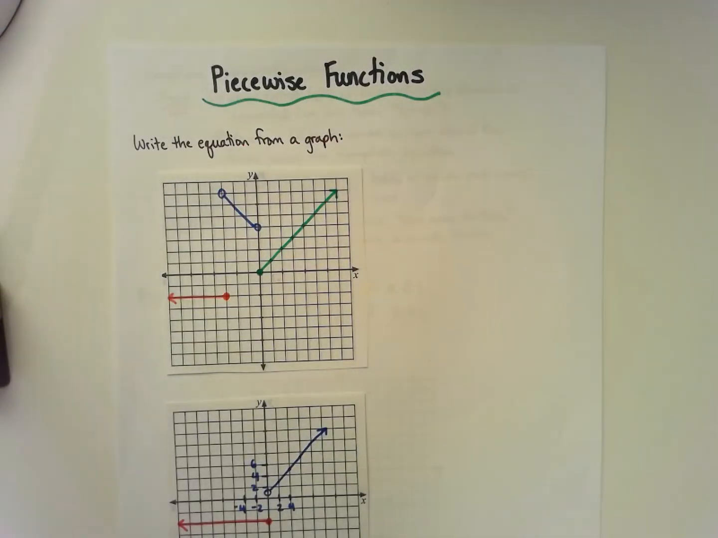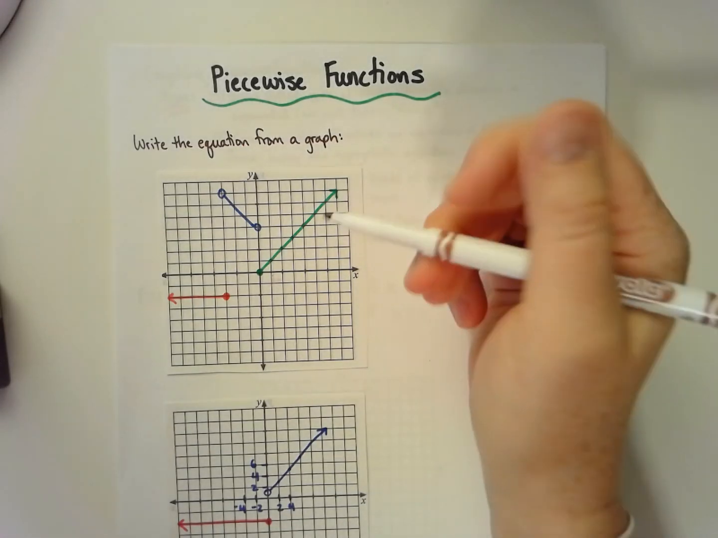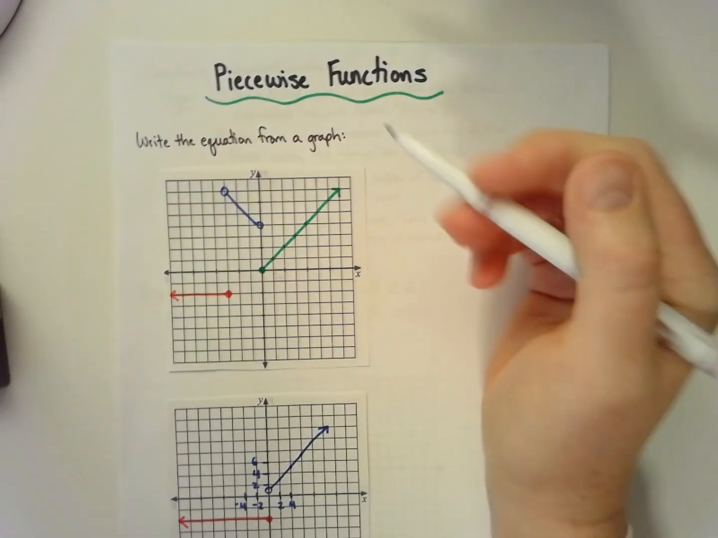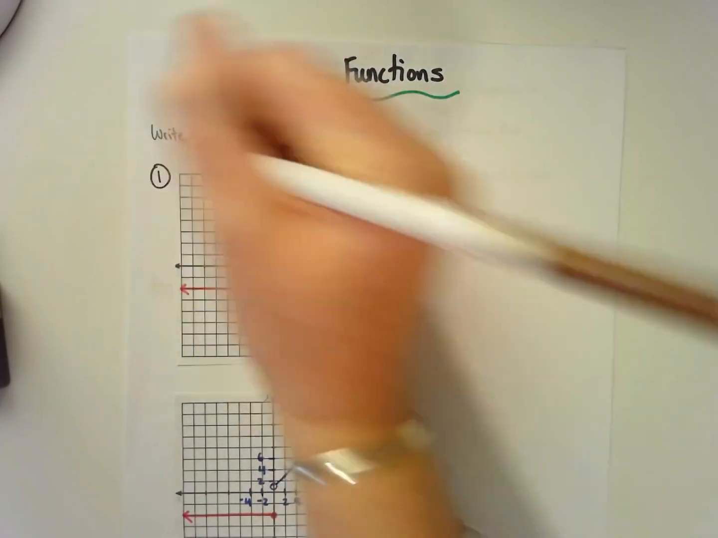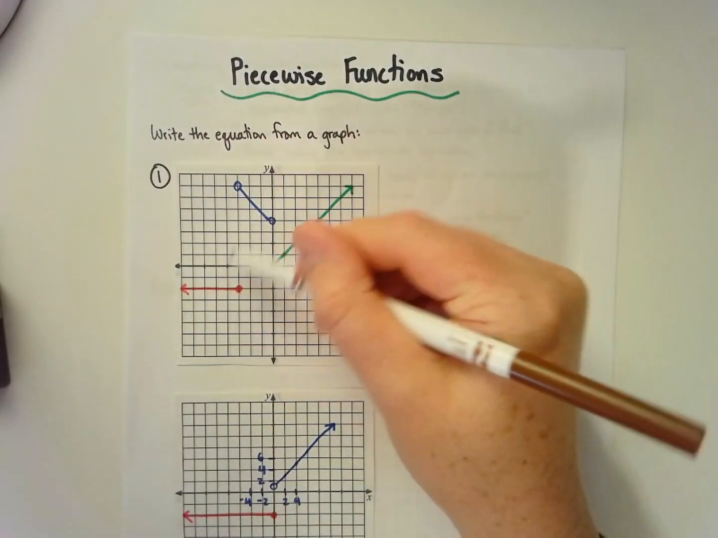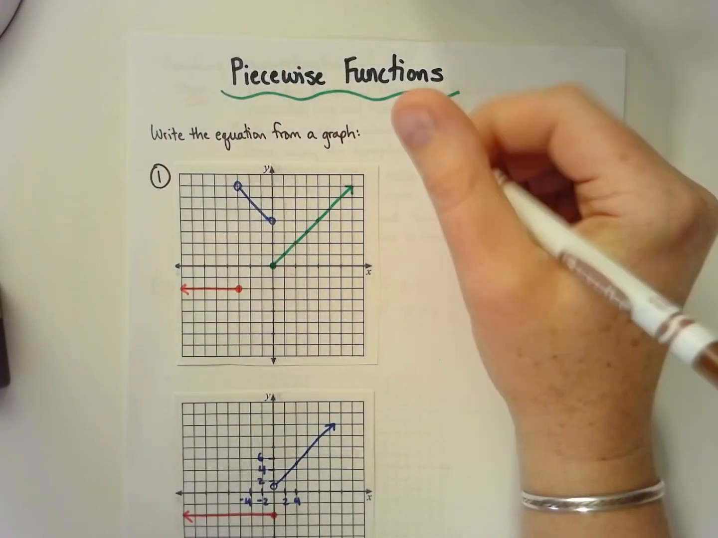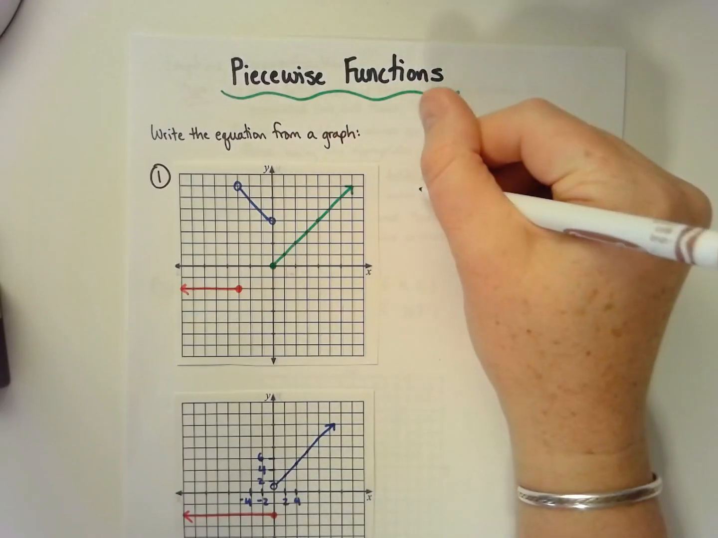Okay, so in this video, we are going to take a look at piecewise functions. So the first thing we're going to look at is how to write the equation of a piecewise function from a graph. So for this first example, let's just call this example 1. We're going to write each piece of this graph in what we call piecewise function notation.